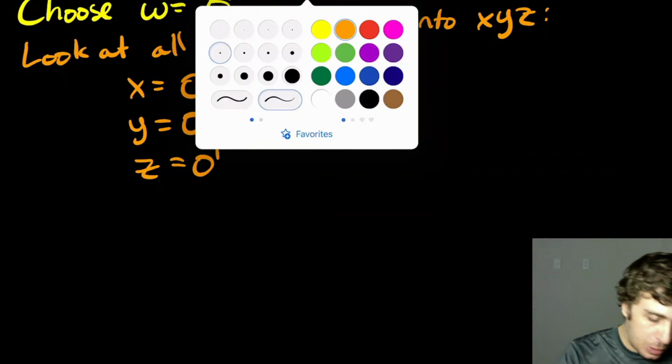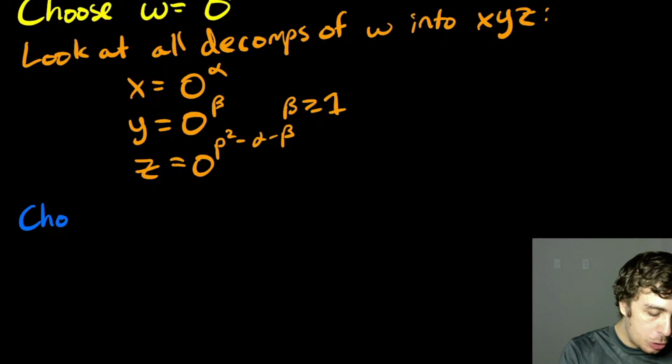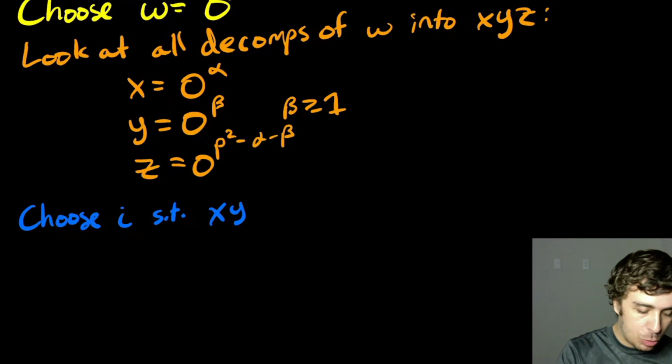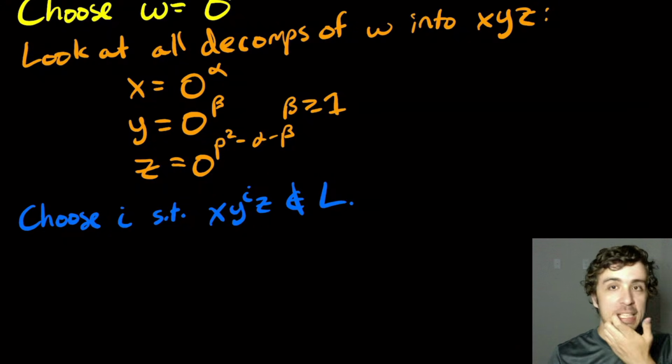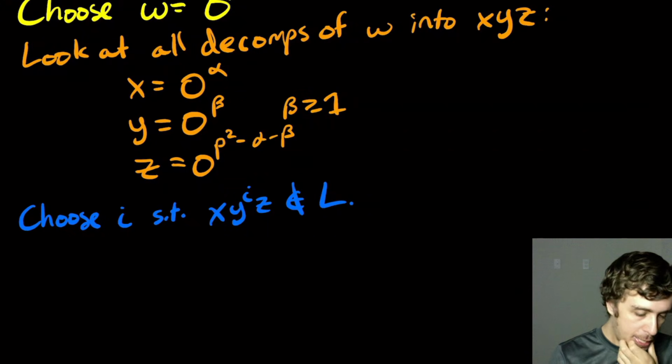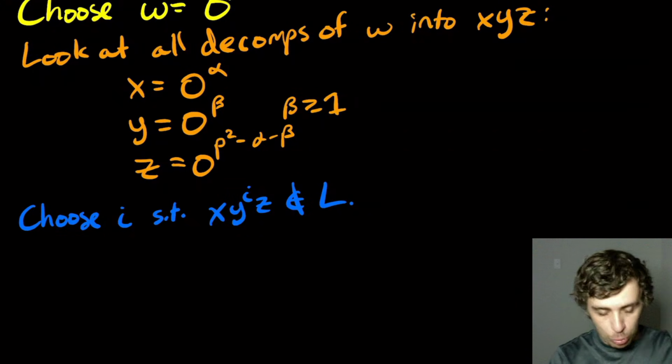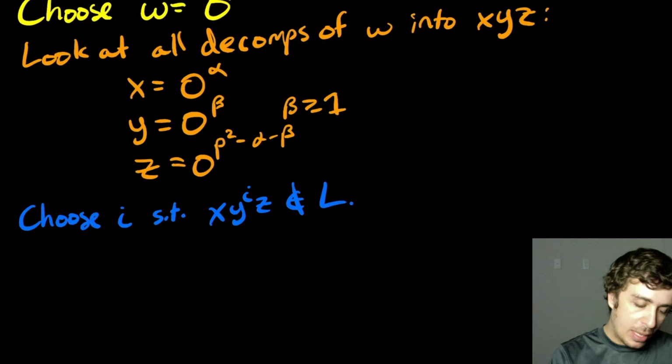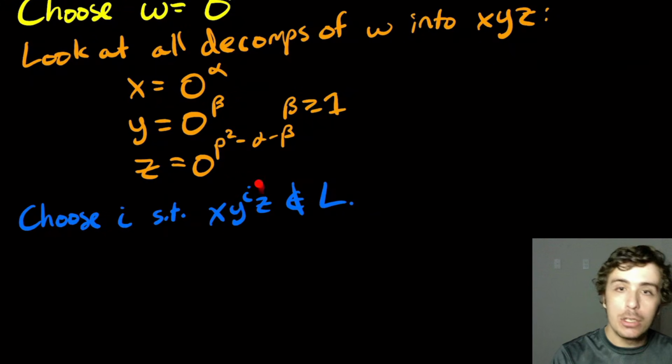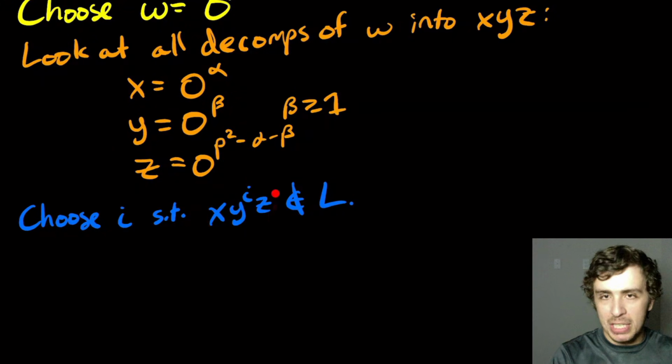So actually, first off, what do we need to do? Well, we need to choose some value i such that x y^i z is not in the language, because that would contradict the for all statement of this being in the language. And then it will show us that it is not regular. Well, here, I'm going to pick a particular choice of i, and we'll see why it works.